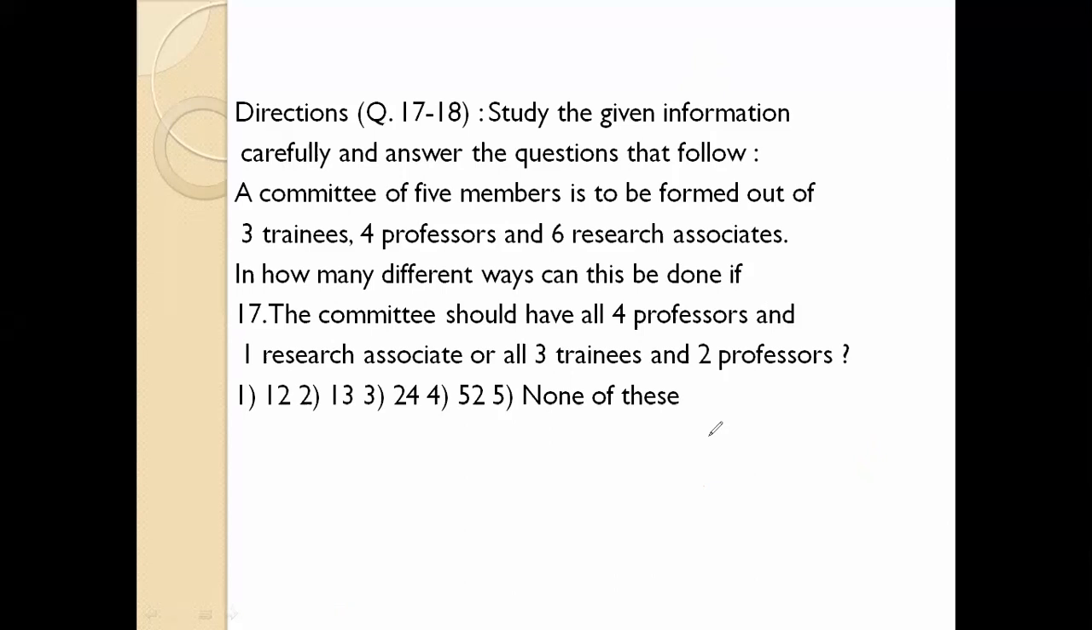If the committee should have all 4 professors and 1 research associate, or all 3 trainees and 2 professors. Here, the committee should have all 4 professors and 1 research associate. That means from these 4 professors, we select 4 professors, 4C4, into 1 research associate. From that 6 research associates, we select 1. Or means plus. All 3 trainees, from 3 trainees we select 3. Plus from that 4 professors, we select 2 professors.